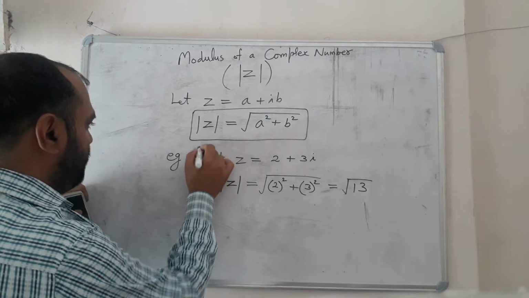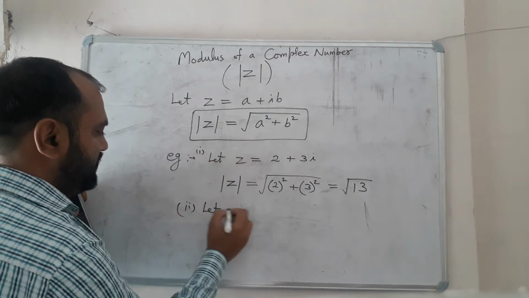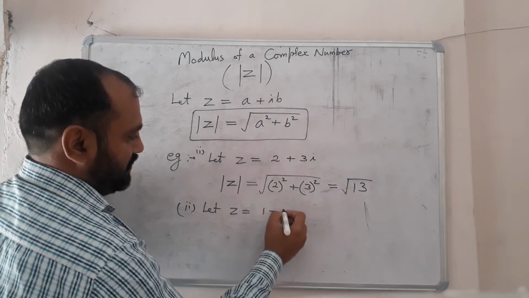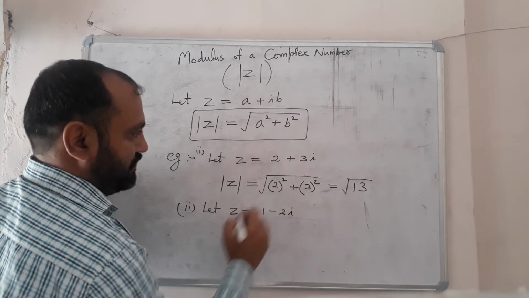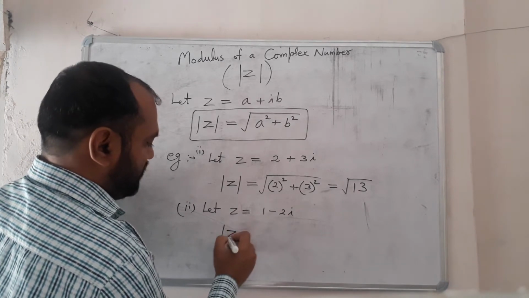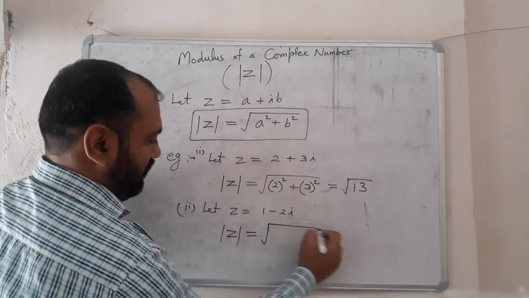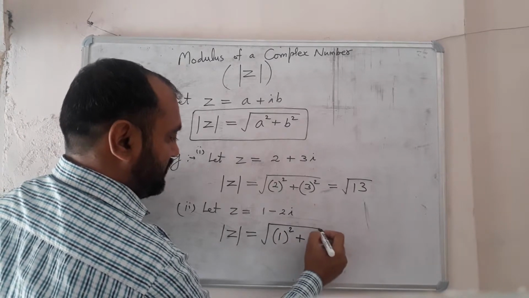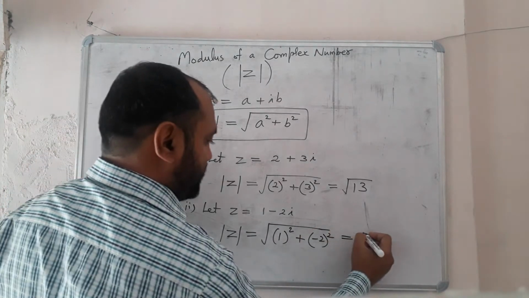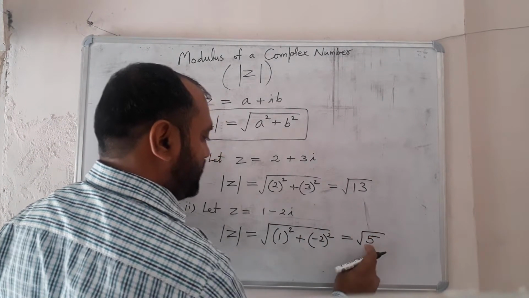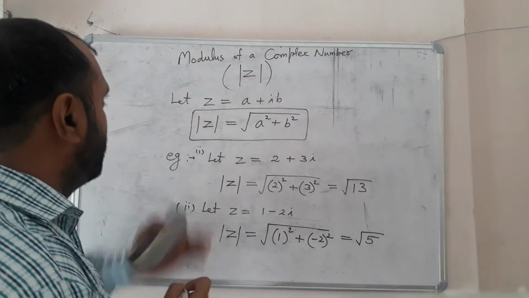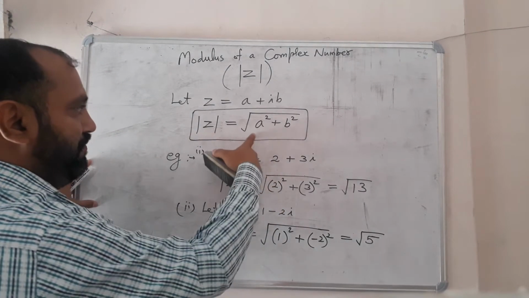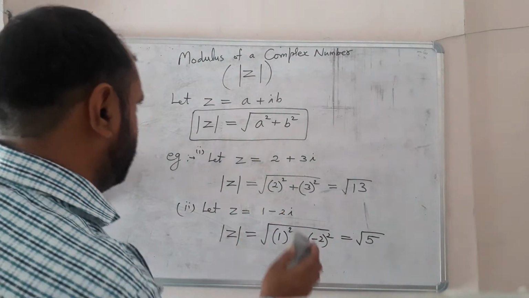Let us take one more example. Let Z is equal to 1 minus 2 iota. So its modulus is square root of 1 square plus minus 2 whole square. So its answer is root 5. So this is the modulus of a complex number, and this is the formula to find it.